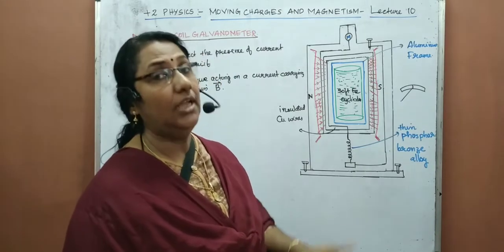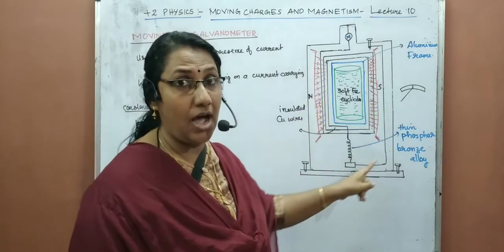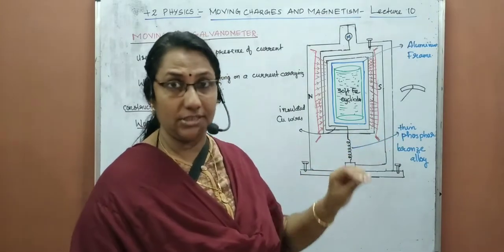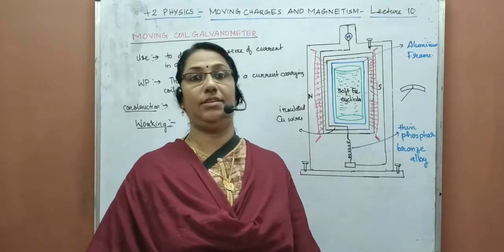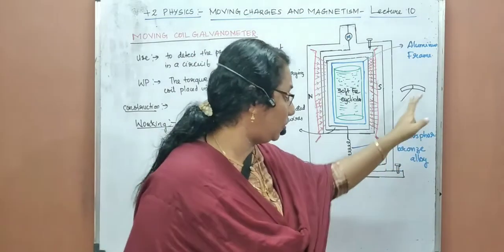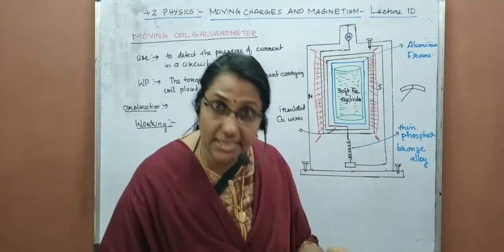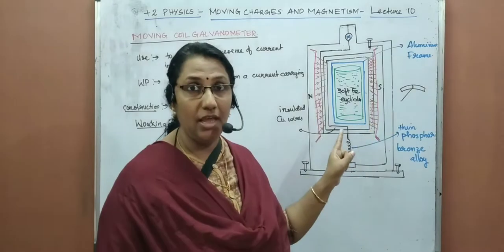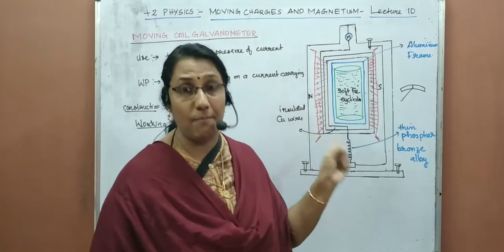When the galvanometer is connected to the circuit, if there is a current in the circuit, that current will begin to flow through these rectangular copper wires. Clear? If there is no current, there is no change in the position of the galvanometer, no deflection in the needle. But if there is a current, that current begins to flow through this copper wire. Now the copper wire becomes a rectangular coil placed in a uniform magnetic field.